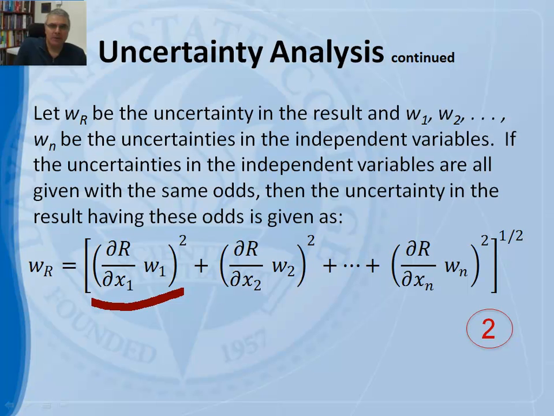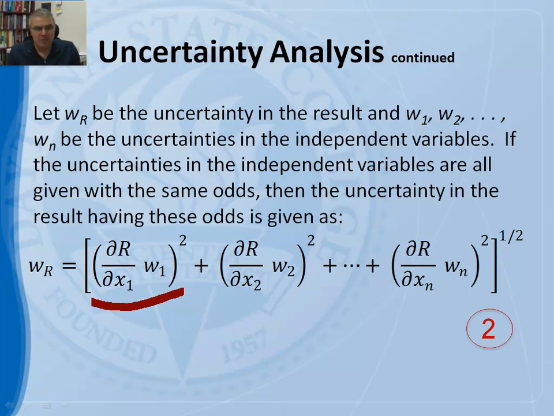So if the uncertainties in the independent variables are all given with the same odds. Again, I repeat, in order for this equation to be as accurate as possible, the uncertainties in each of these independent variables should be given with the same odds. In reality, that is never the case. And that's why even with this formula, there is some uncertainty associated with that, but it is very small in most cases, and we can neglect that. So the uncertainty in the result having these odds is given as the following equation.